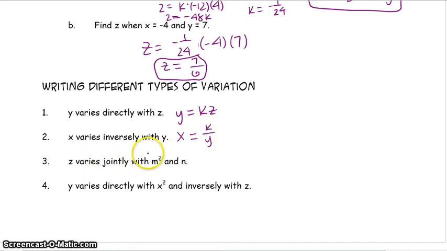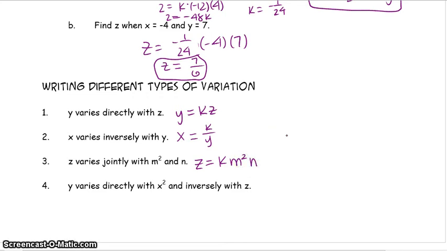And z varies jointly with m squared and n. So varies jointly, so that means I'm going to have two variables, z is on one side, the other two on the other side with our constant. So z equals our constant times m squared times n.